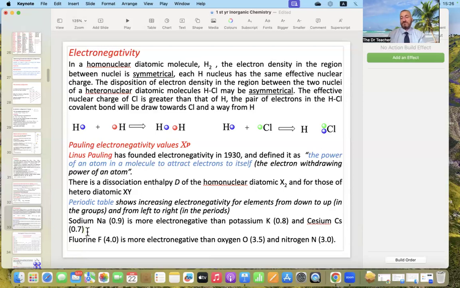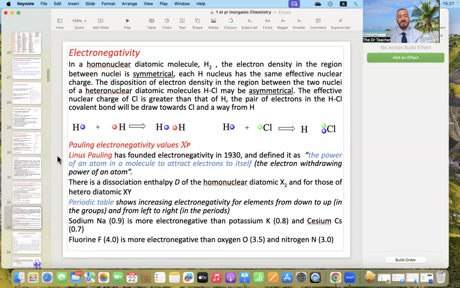Fluorine, F, 4, is the most electronegative. Fluorine is more electronegative than oxygen because they are halogens. The halogen is more electronegative than oxygen, which is 3.5, and nitrogen is 3.